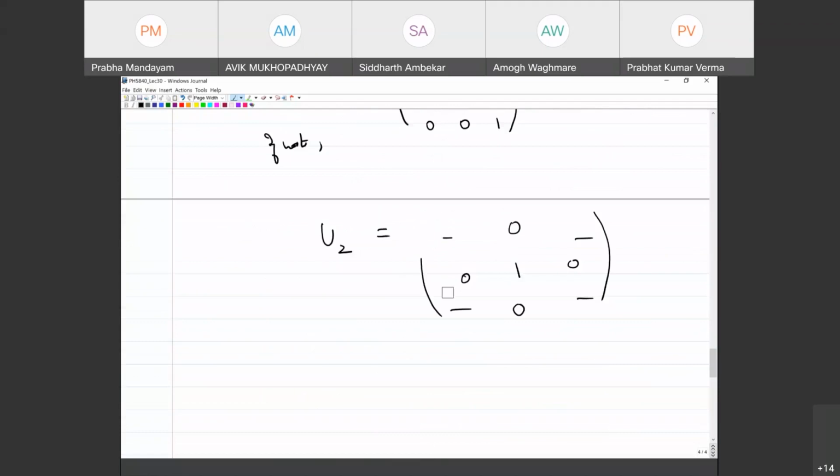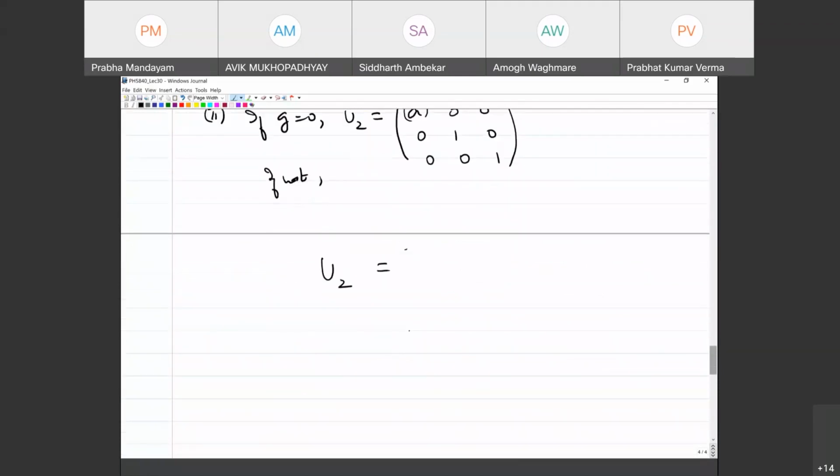And once you have U2, you realize that you're more or less done because of the unitarity constraint. Okay. All right. So U2 is then of this form. We write this out. So it's A dash star mod A dash squared plus mod G squared, 0, G star, mod A dash squared plus mod G squared.